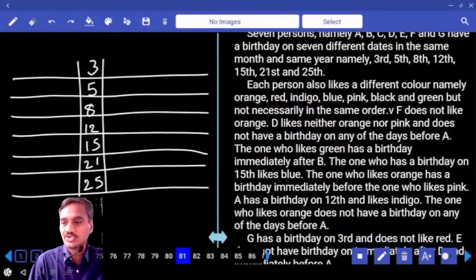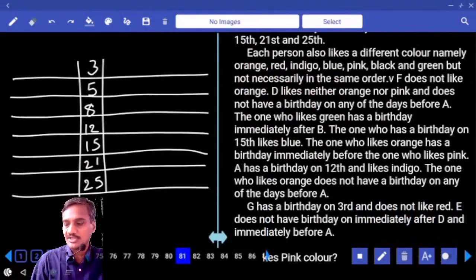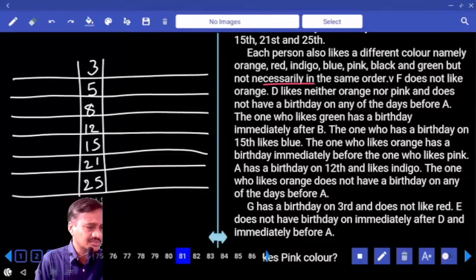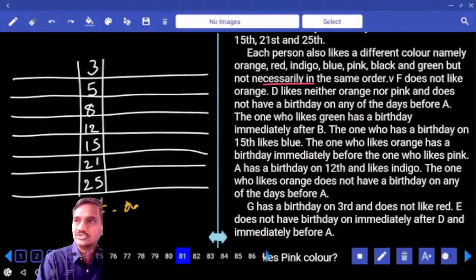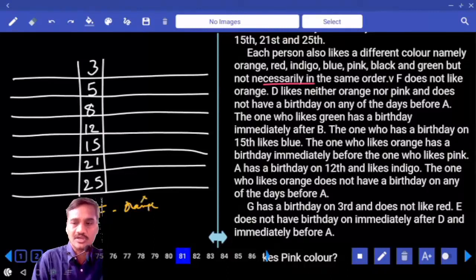And each person also likes a different color, and the colors are also clearly given, in the same order. F does not like orange. Now what is the information we have? F does not like orange. As F does not like orange, F orange is ruled out.